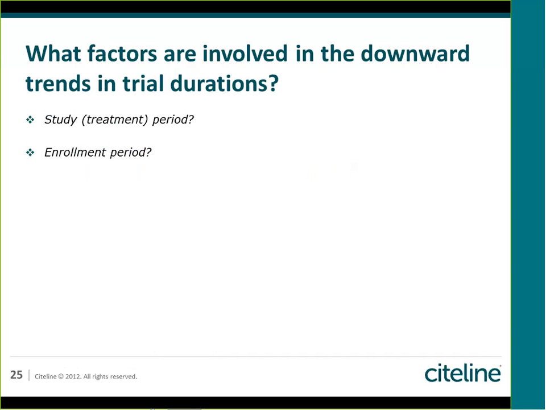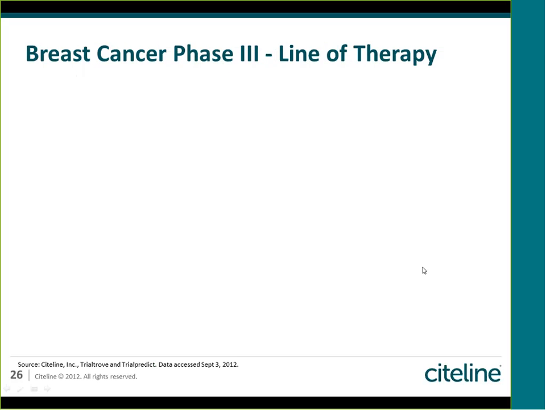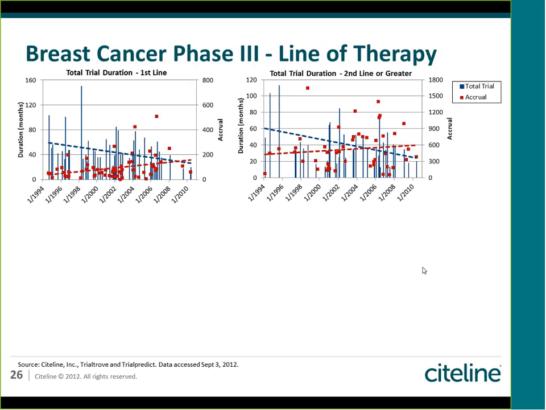So we've looked now at a couple of examples of examining the study period and the enrollment period separately. And I just wanted to now switch back and take a look at one example where we looked at different patient populations and the impact on trial durations. And to do that, we're going to look at patient population stratification in breast cancer. So this is going back to the breast cancer phase 3 trials that we looked at earlier. And in this case, we looked at the trials based on the patient population.